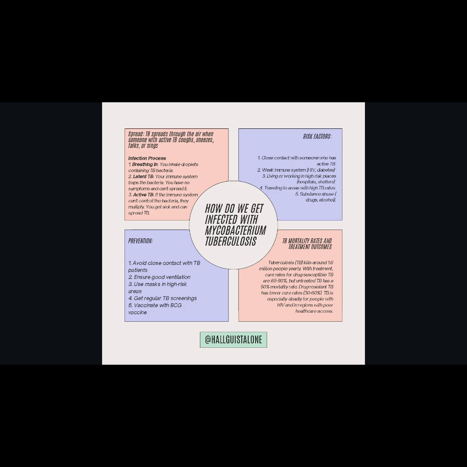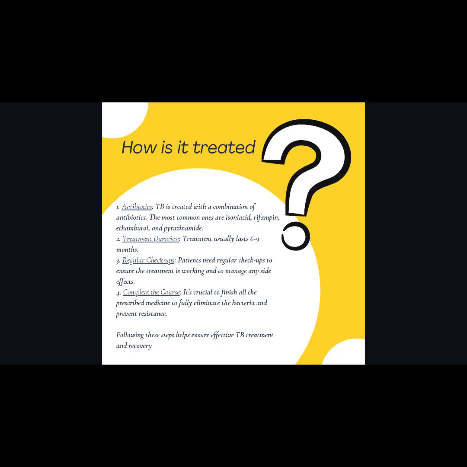How is TB treated? 1. Antibiotics. TB is treated with a combination of antibiotics. The most common ones are isoniazid, rifampin, ethambutol, and pyrazinamide. 2. Treatment duration. Treatment usually lasts 6 to 9 months. 3. Regular checkups. Patients need regular checkups to ensure the treatment is working and to manage any side effects. 4. Complete the course. It's crucial to finish all the prescribed medicine to fully eliminate the bacteria and prevent resistance.